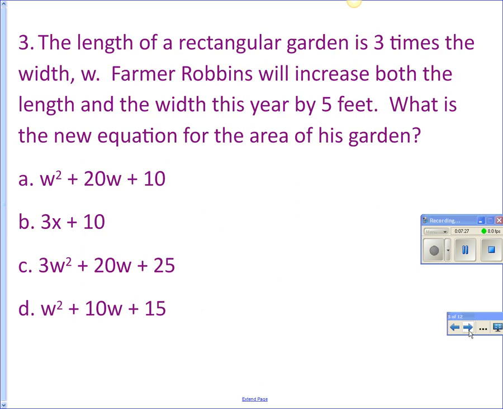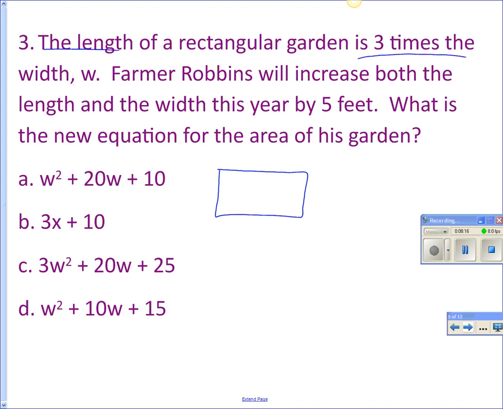All right, number 3. The length of a rectangular garden is 3 times the width, which is W. Farmer Robbins will increase both the length and the width this year by 5 feet. What is the new equation for the area of his garden? All right, LeVar, what should I do first? Good, draw a rectangle. Jeremy, what's the first piece of information it tells you about the rectangle? What about before that? What does it tell you before that? Very good. That's what it tells you first.